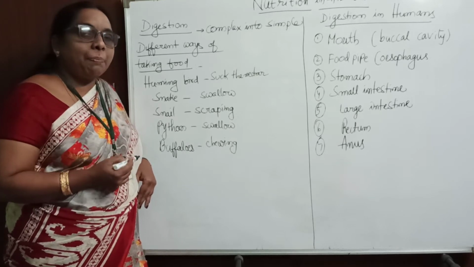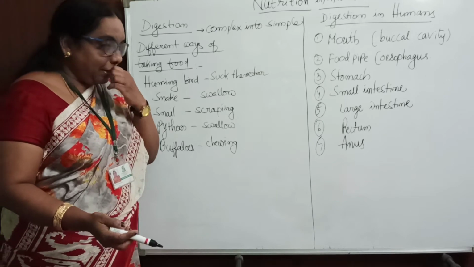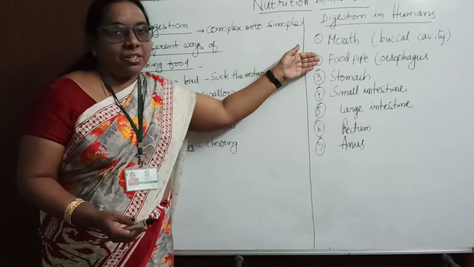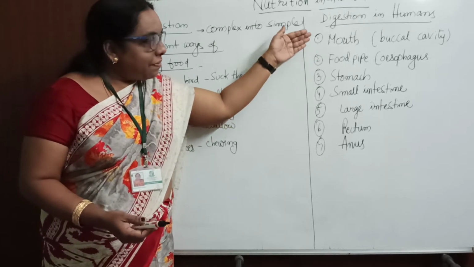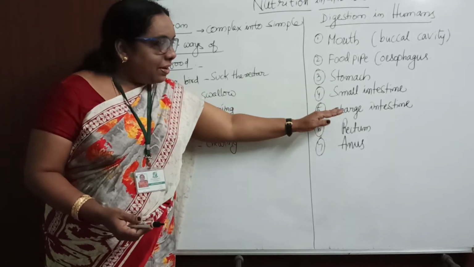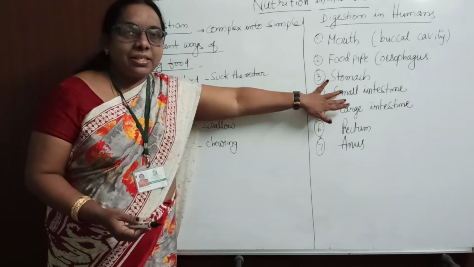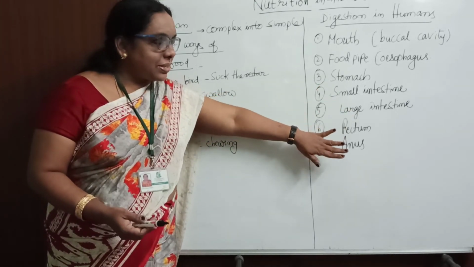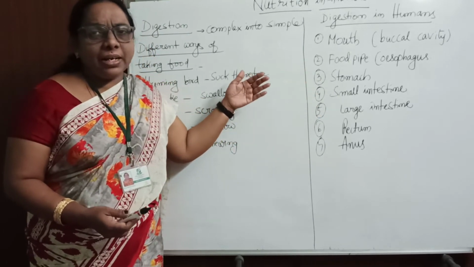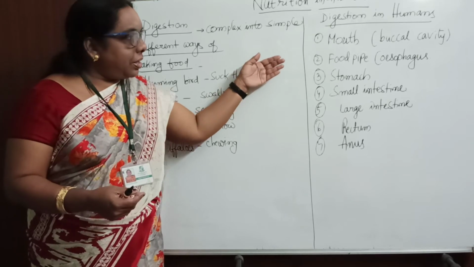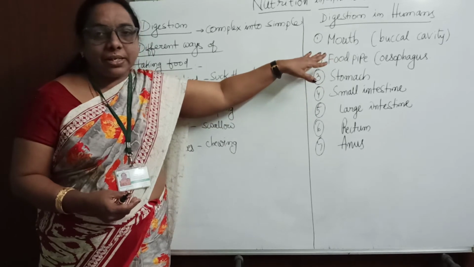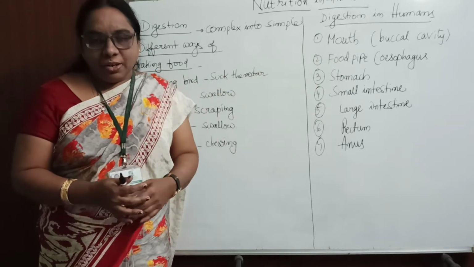So now what will happen to this masticated food? The masticated food goes into the next part, which is called the food pipe. Yes children, from the food pipe it reaches the stomach, small intestine and large intestine, and the waste product settles in the large intestine and comes out through the rectum and anus. Next class I will explain very clearly what other changes are taking place in the different parts.